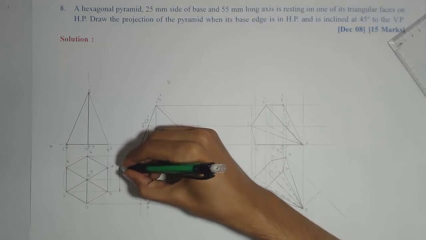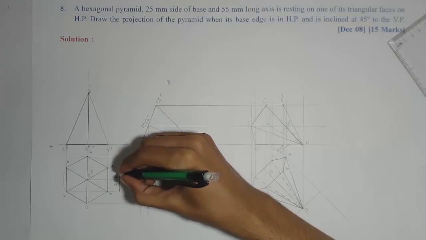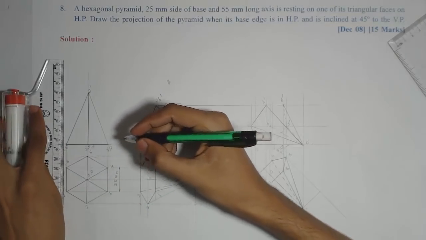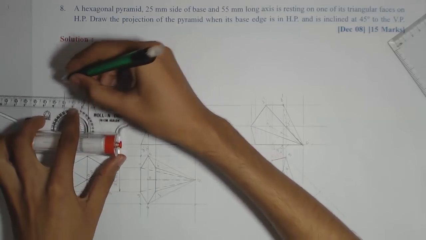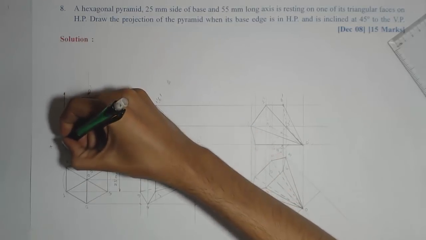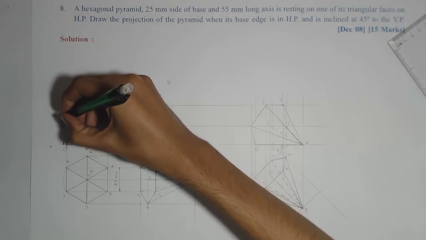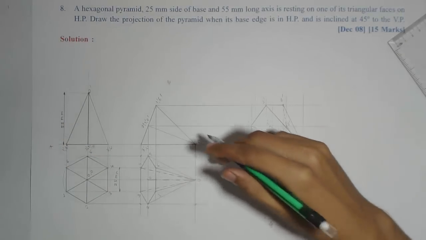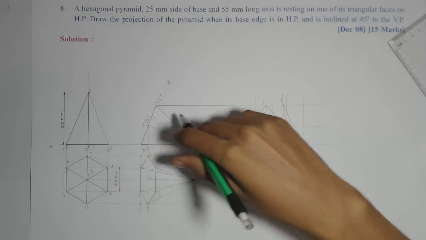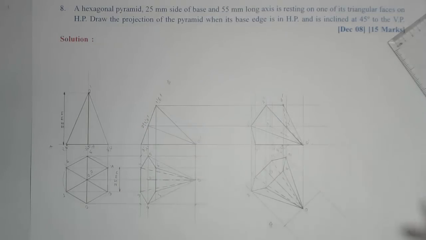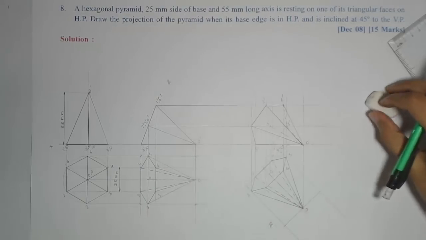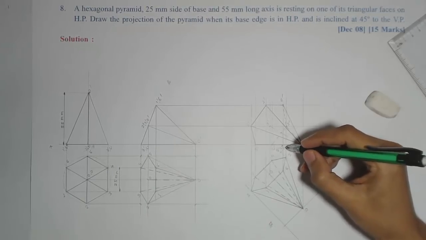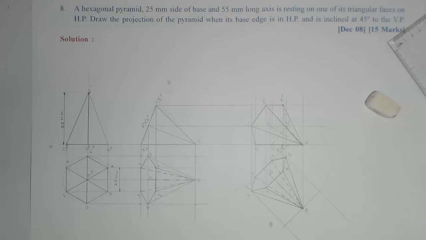So the base edge is 25 mm. Next, the axis height is 55 mm. Then, the triangular surface lying on the HP, no need to mark the angle there. Then here phi is already marked, which is 45 degrees. So this completes the solution for this particular problem.